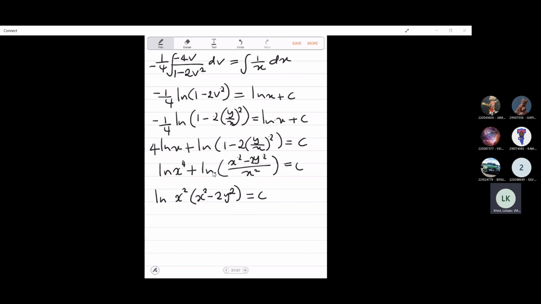And then I can rewrite this as x squared minus 2y squared is equal to e to the power of c. But again, e to the power of c is still a constant. So finally, I can just say this is my solution.